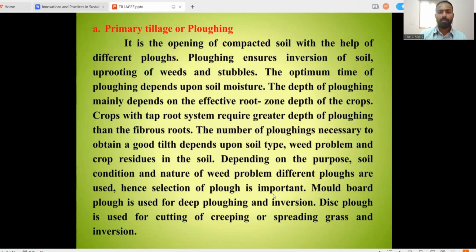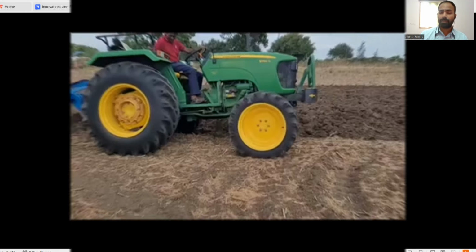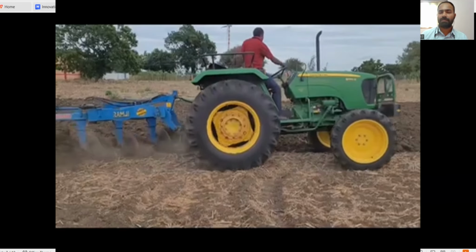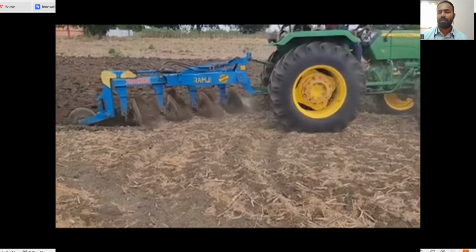Then the moldboard plow is used for deep plowing. The MB plow is used for deep plowing, meaning for taproot crops. Then the disc plow is used for cutting of creeping or spreading grasses and for inversion. What is the purpose of the disc plow? Cutting of the creeping and spreading grasses and inversion of the soil.